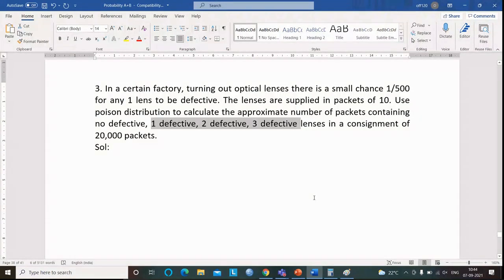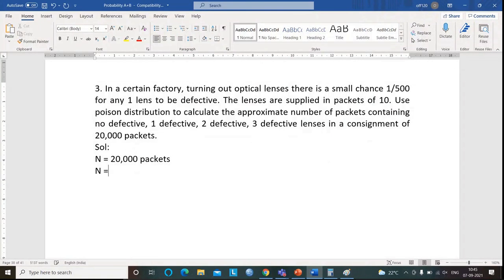So our main target in this question is, out of 20,000 packets, to find how many packets are perfect, how many have one defective lens, how many have two defective lenses, and a maximum of three defective lenses. To find this, first we need to find the probability of getting those values. First, let us write the values given. Here, n is equal to 20,000 packets.